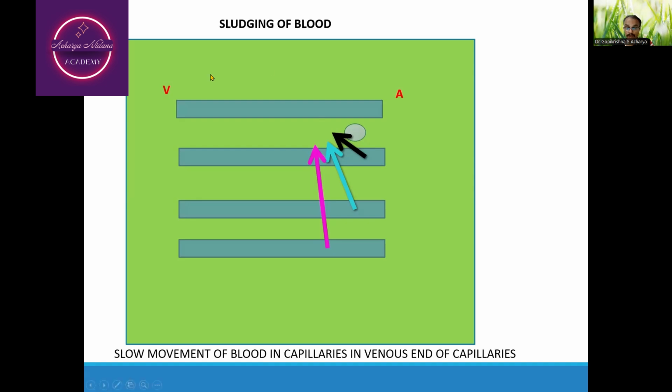In that way, if you consider this as the tissue and these are the capillaries, 4 capillaries are being mentioned here. In that particular situation, the sludging of blood will happen in these 4 capillaries in an even much more severe manner. This is actually the initiating factor for avarana to happen at one particular tissue level, organ, or system level.